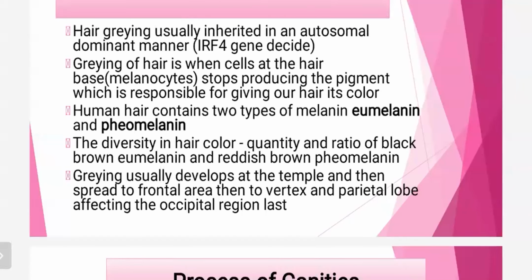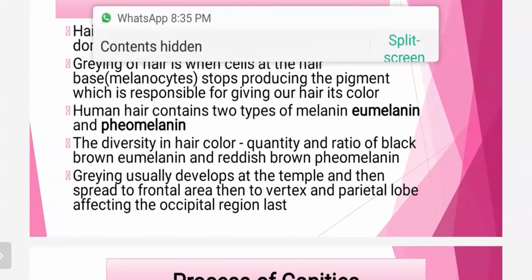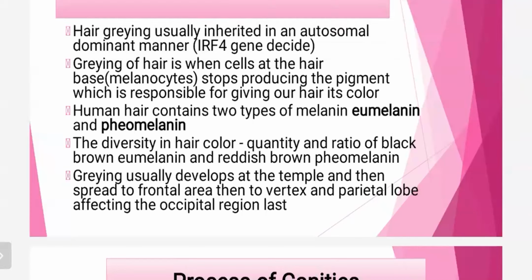Graying usually develops at the temple and then spreads to the frontal region, then to the vertex and the parietal lobe, affecting the occipital region last. So if the patient is complaining of graying of hairs, in the beginning stage it usually develops in the temple and then spreads to the frontal, then vertex and then the parietal.